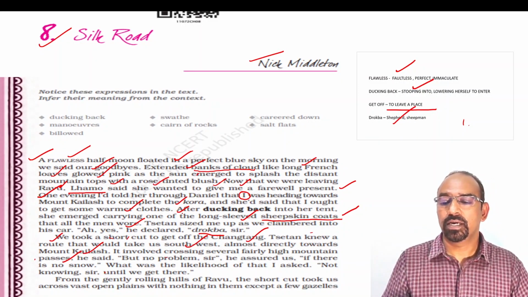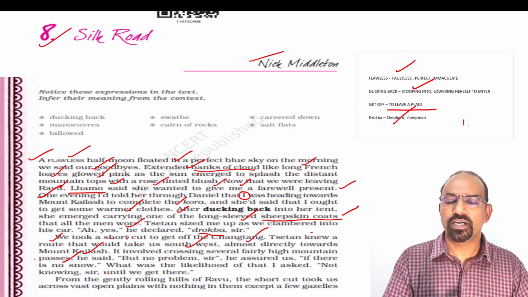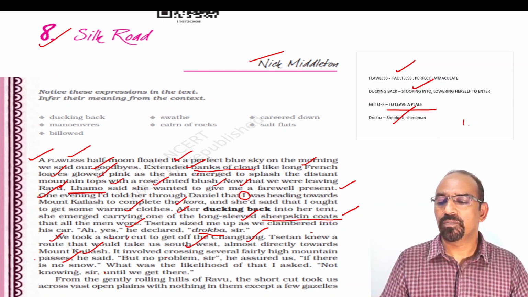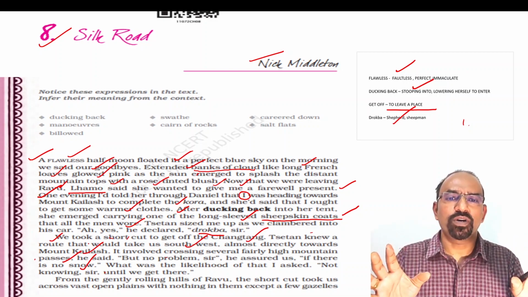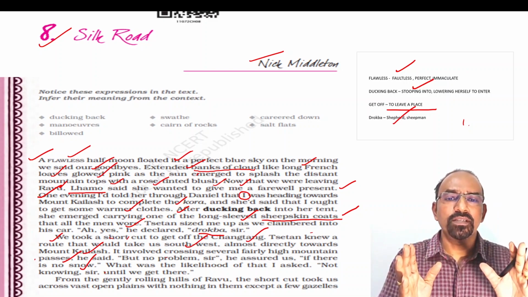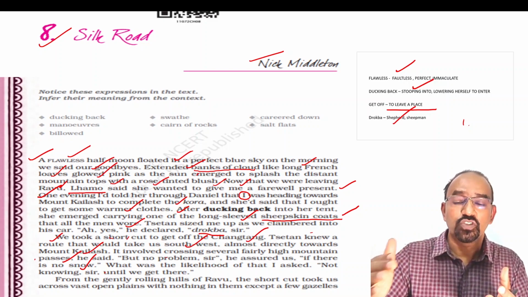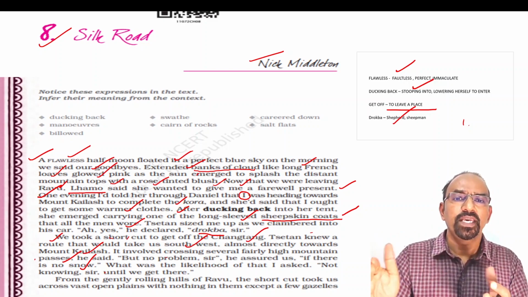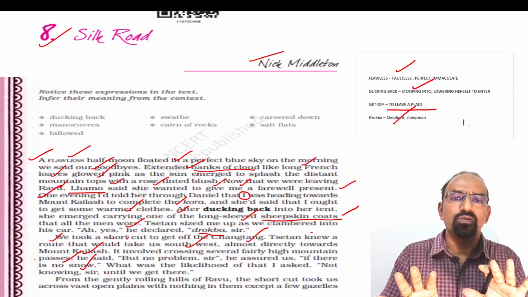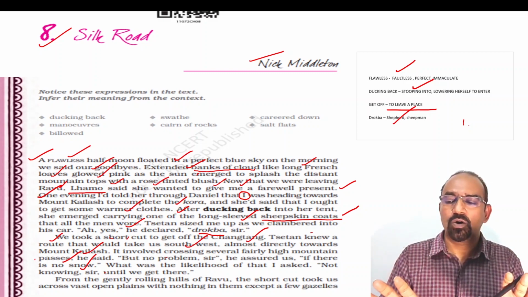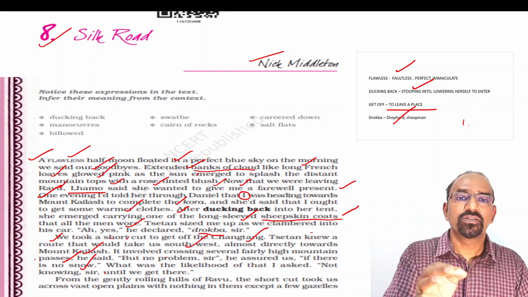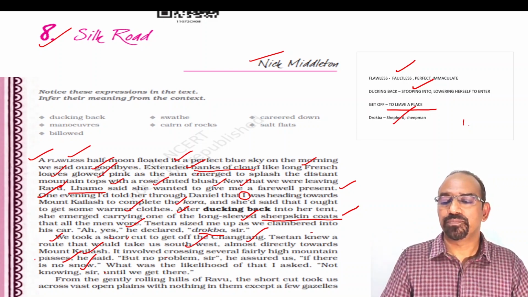he said. But no problem, sir, he assured us, if there is no snow. The route is a shortcut. The only problem is they may face snow on the way. If there is no snow, there will be no problem at all. That is what the driver, Satan, assured him.